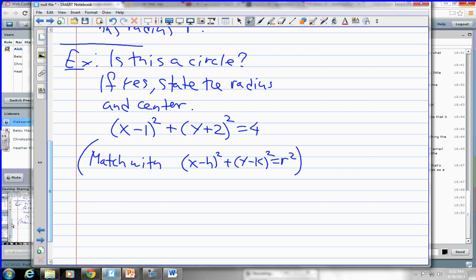There are really two things that you're looking for that will throw you away from a circle. The number on the right side has to be positive. If that number is negative, then there's no way it could be a square of something. Right? The way it's written, r squared should be positive. A negative radius doesn't make sense to begin with. Right?